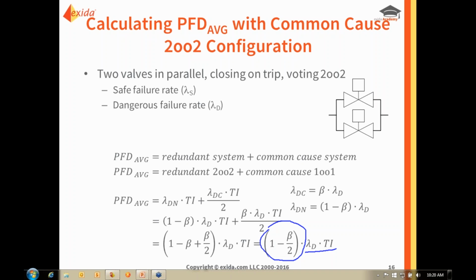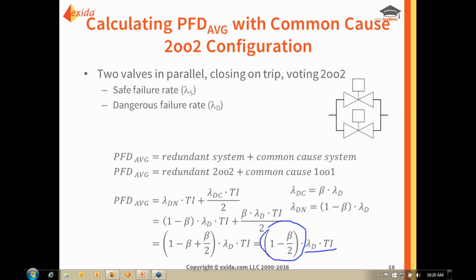But what I've done so far is use the exact same approach for a 2 out of 2 configuration that I've done for a 1 out of 2 configuration. And for a 1 out of 2 configuration, we agree. If I would do the same approach for a 2 out of 3 configuration, we would probably argue that you need to do the same thing. Or for a 3 out of 4 configuration, we need to do the same thing, redundant system plus common cause.